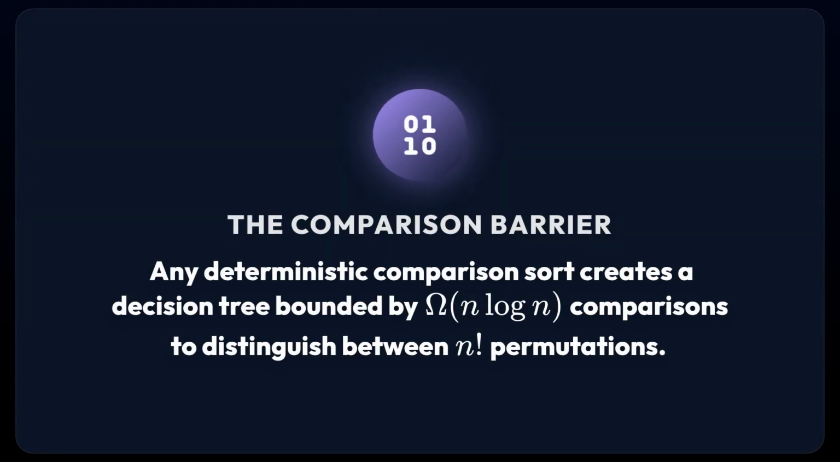Most general-purpose algorithms operate under the comparison model. Information theory tells us that to sort n elements, we must distinguish between n factorial possible permutations. This creates a theoretical lower bound on performance. While efficient algorithms hit the big omega of n log n bound, elementary algorithms like selection sort operate in quadratic time, yet they offer distinct mechanical advantages we will discuss shortly.